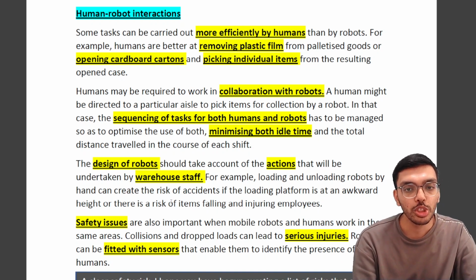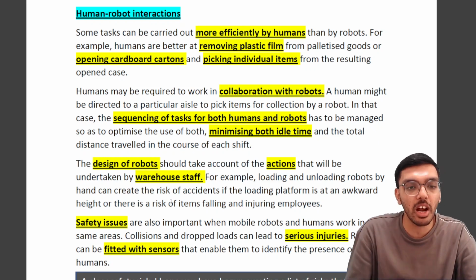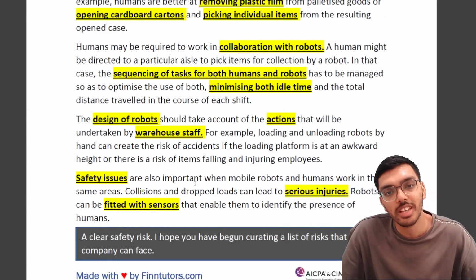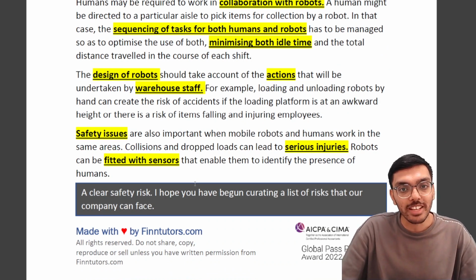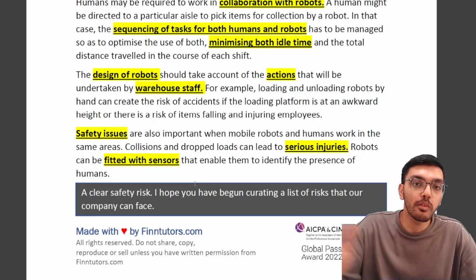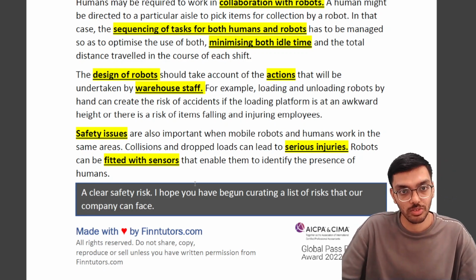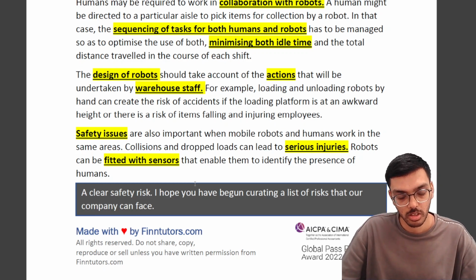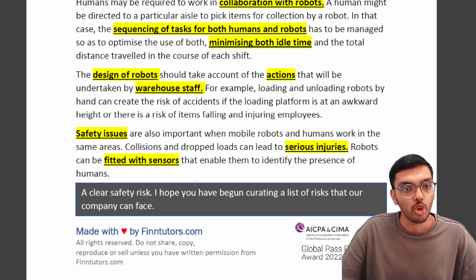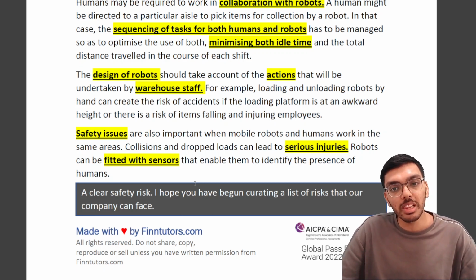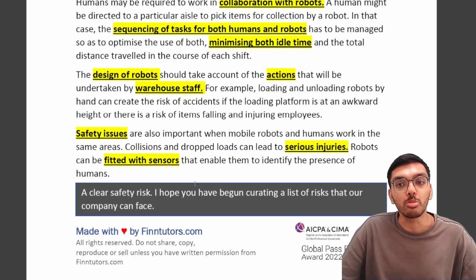The design of robots should take into account the actions that will be undertaken by the warehouse staff, like I just explained. For example, loading and unloading robots by hand can create the risk of accidents if the loading platform is at an awkward height, or there is a risk of items falling and injuring employees. So safety issues are also important when mobile robots and humans work in the same areas. Collisions and dropped loads can lead to serious injuries. Robots can be fitted with sensors that enable them to identify the presence of humans.